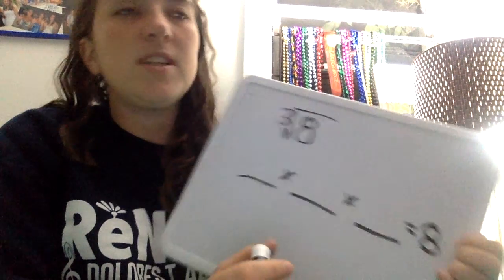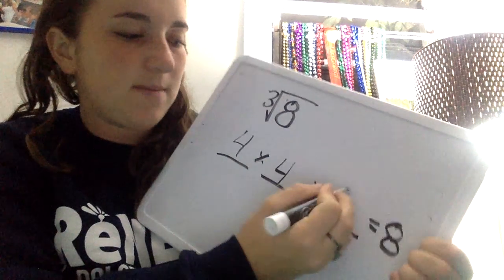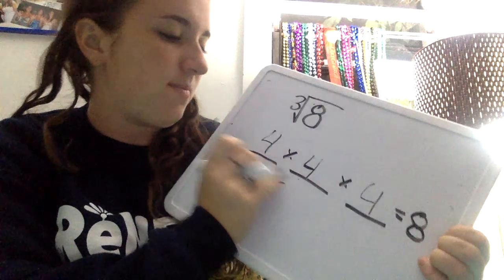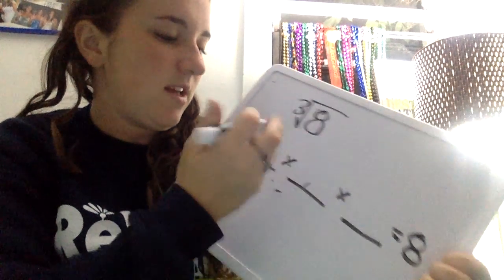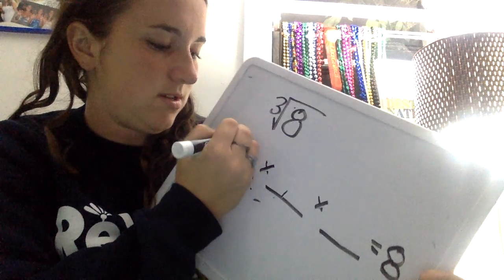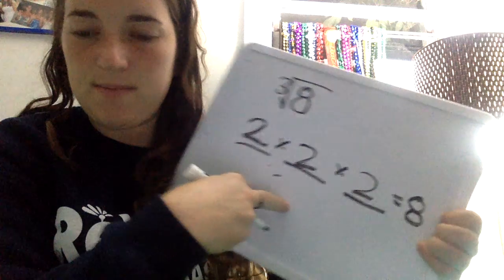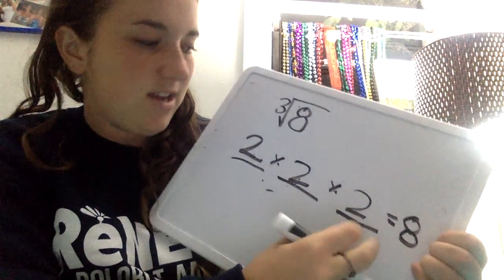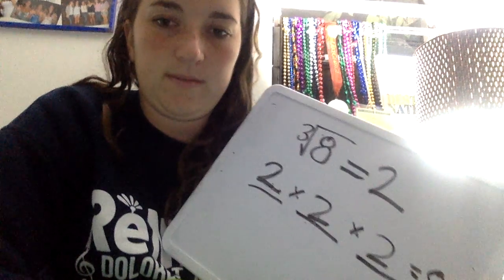Let's see. First number I think of is 4. Okay, what if the answer is 4? 4 times 4 times 4, that would give us 16 times 4. Nope, that's too big. So it needs to be smaller than 4. Let's try 2. 2 times 2 times 2. 2 times 2 is 4. 4 times 2 is what? 8. So the cubed root of 8 equals 2.